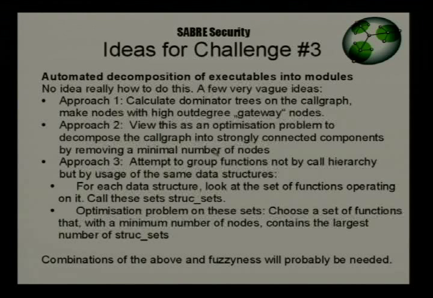Then try to choose a set of functions that minimizes the number of nodes while maximizing the number of subsets operating on data structures, which we've just described. That might work, I don't know. You will probably need some sort of fuzziness and configurability for this, because it's not a problem where you have a very discrete solution space where you can say, okay, now this is the right solution and this is the wrong solution. Because we're speaking about decomposing things into something that appears logical to a human observer.